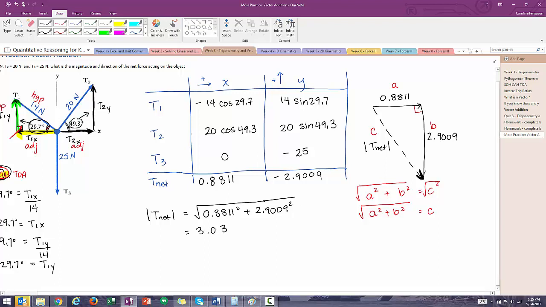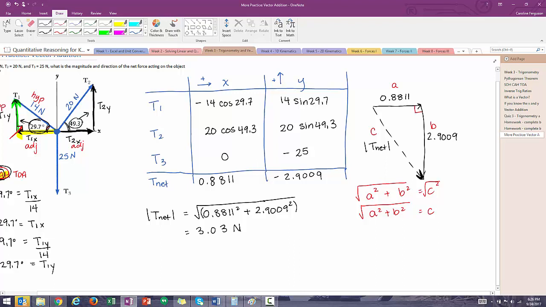3.03. Okay, I'm going to round to the nearest hundredth or 2 decimal places, so I'm going to stop there. And because my units for tension all along were newtons, I'm just going to put in newtons here. Okay, if you're not getting this answer, it's likely because your calculator requires that you put in a bracket. So what you would type on your calculator is the square root and then a bracket, then enter in all your numbers and then close the bracket. And then you should be getting it correct.